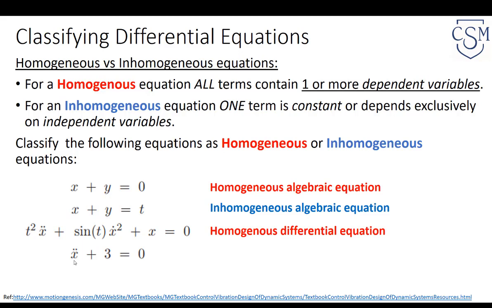This third one has x double dot, which would mean the dots are the second derivative with respect to time. So here this has a dependent variable. However, this 3 is just a constant, and we don't have any dependent variables. Therefore, this is an inhomogeneous differential equation.